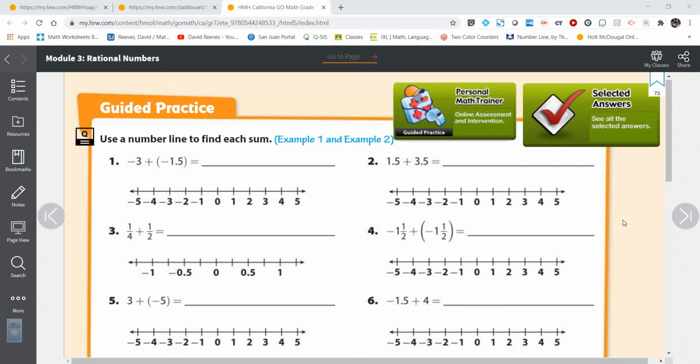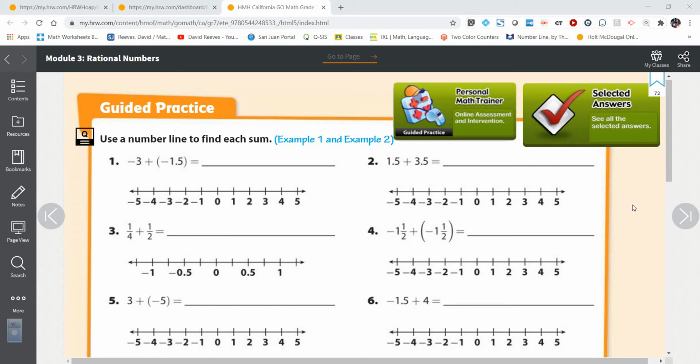Hey everybody, Mr. Reeves back with you as we look at the addition and subtraction of rational numbers. In this video, we're going to stick with the addition of rational numbers, and in our next video we'll look at subtraction of rational numbers.